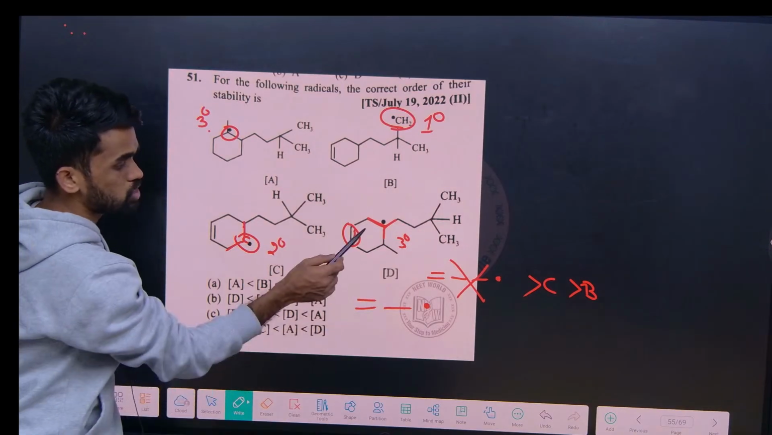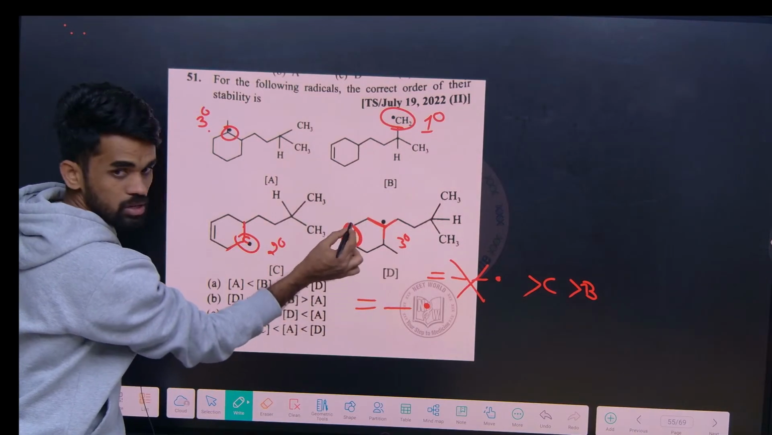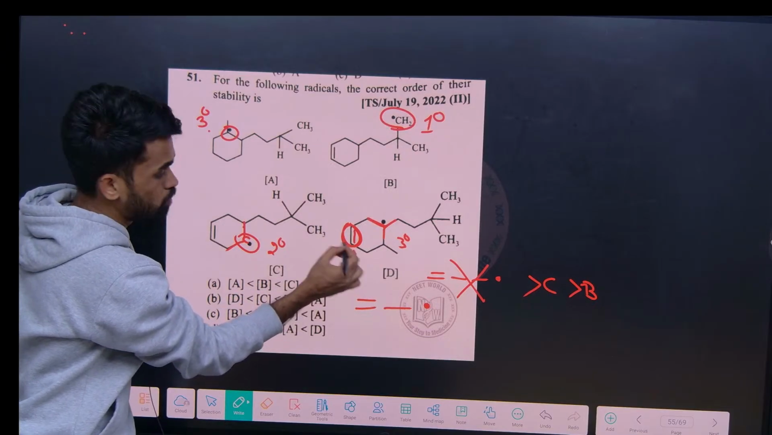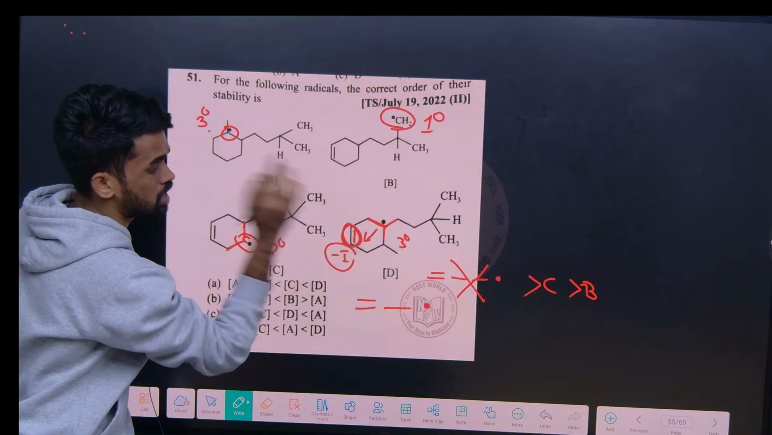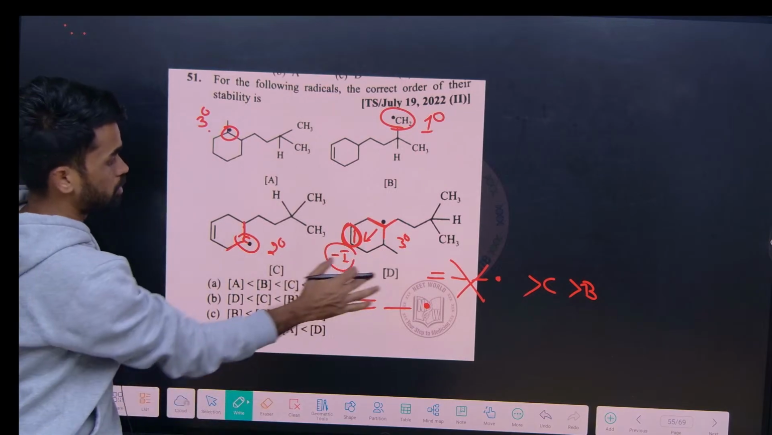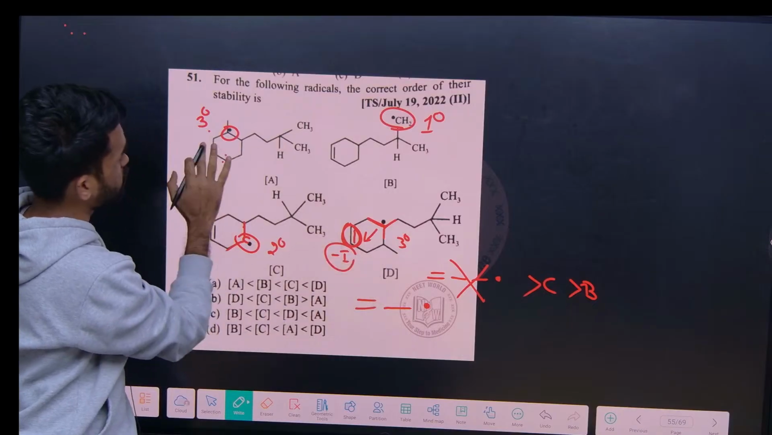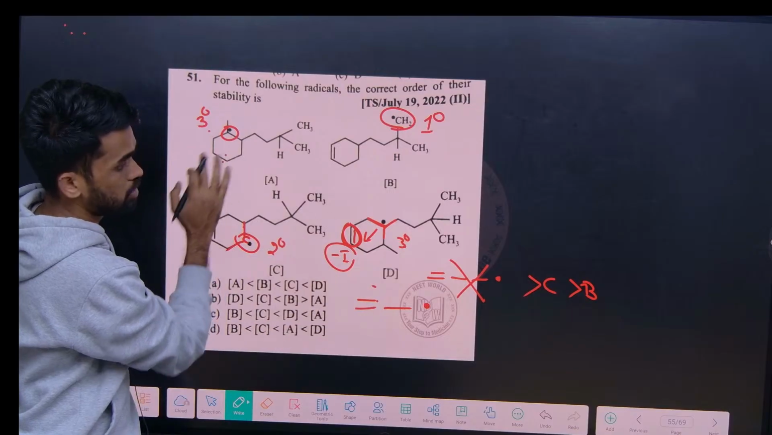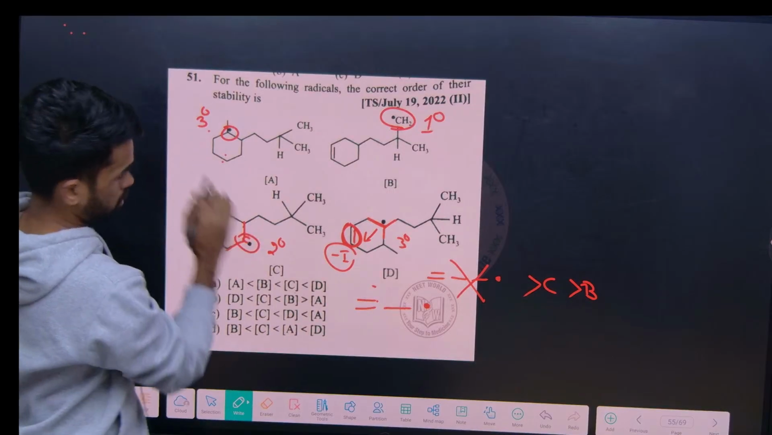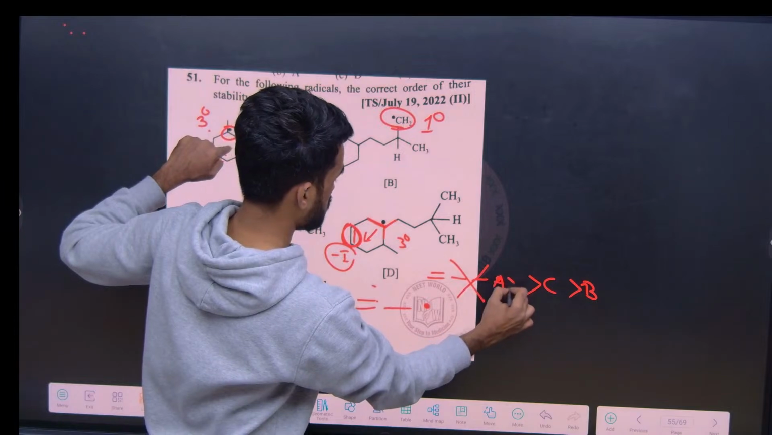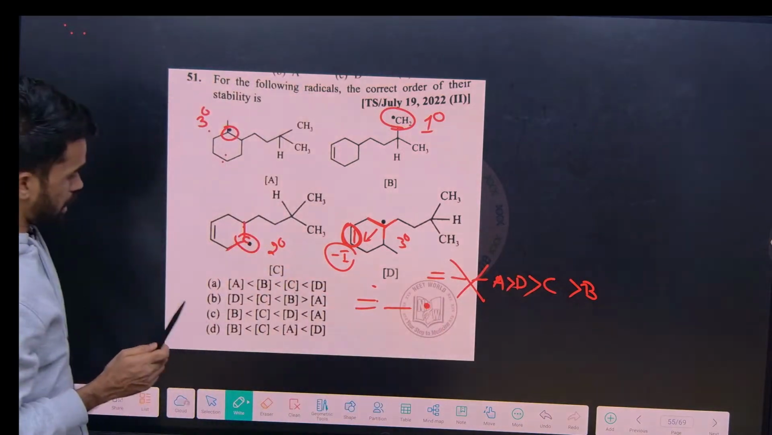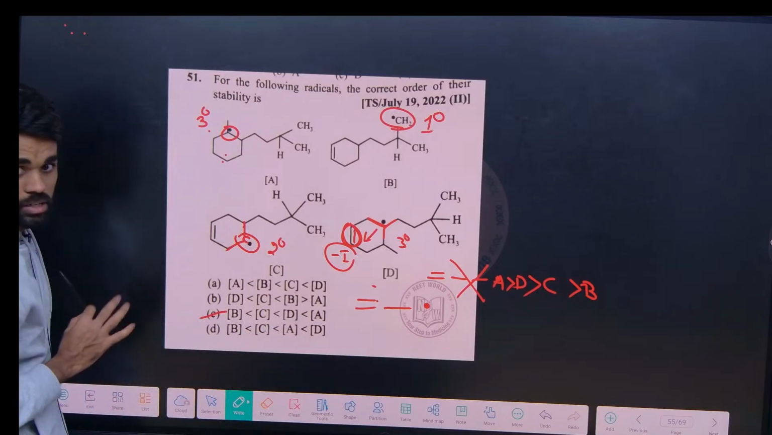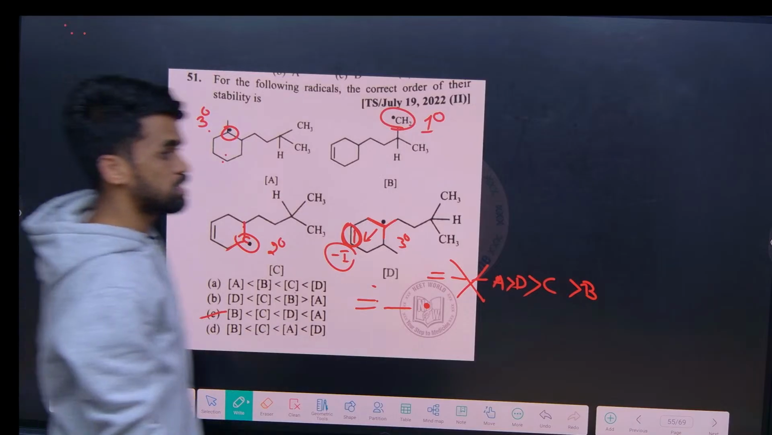It means no conjugation, but this is an sp2 carbon. More electronegativity now. More electronegativity means more minus I effect. More minus I effect means less stability for this carbon free radical. So between this one, A and D, which is more stable? A. So you can say A is more stable, after that D. Okay, is this clear? AD, CB. So AD, CB, option C. Perfect now? Right. This is the way you need to solve the question.